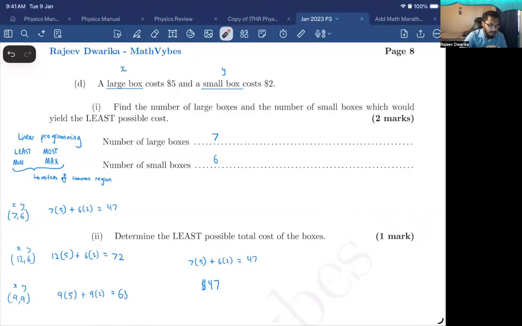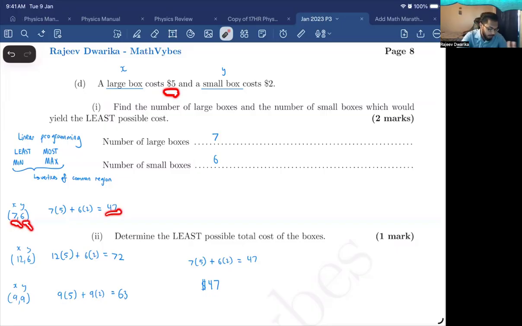My vertices were 7, 6, 12, 6, and 9, 9. And you remember that we were saying that X was a large box and Y was a small box? Yeah. So if I'm looking at this point, it would mean that it is 7 large boxes and 6 small boxes. We know that 1 large box costs $5. So if you have 7 large boxes, what will be the total cost? 35. Exactly. And you also have 6 small boxes. So that's going to be 6 times 2. So the total cost will be 47. Let me know if you understand that.